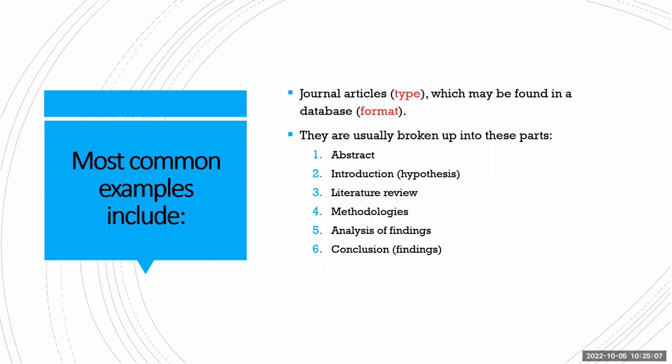So now I'm going to talk more specifically about research articles and findings. In the last presentation, I talked about the difference between type and format, types of sources and the format of those sources. An article and a book are different types of sources, but a book and an ebook are just different formats. So again, I talked about that last time. The journal article is the type of source. The fact that you found it in a database, that's the format.